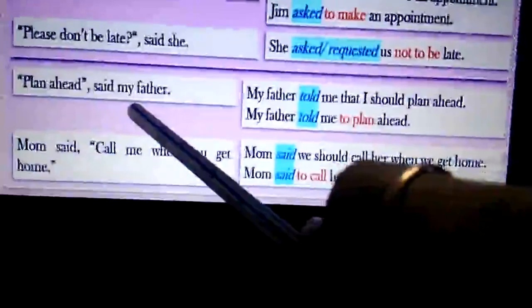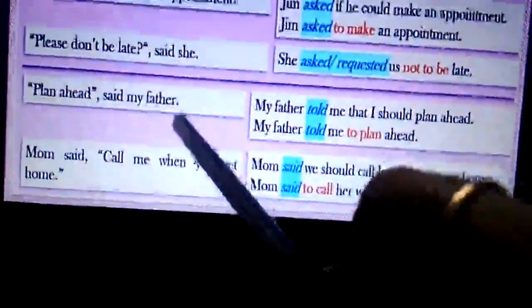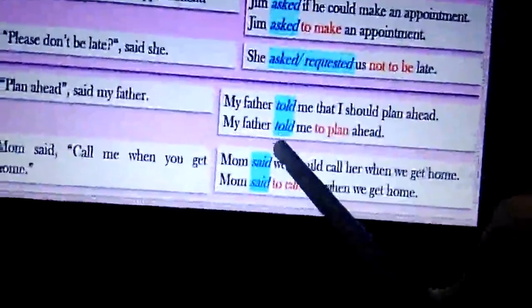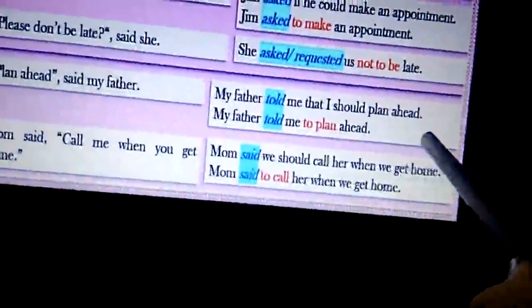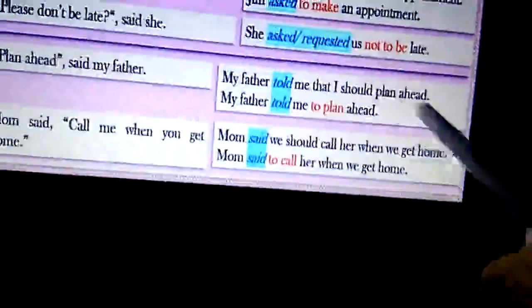"Plan ahead," said my father. My father told me that I should plan ahead.